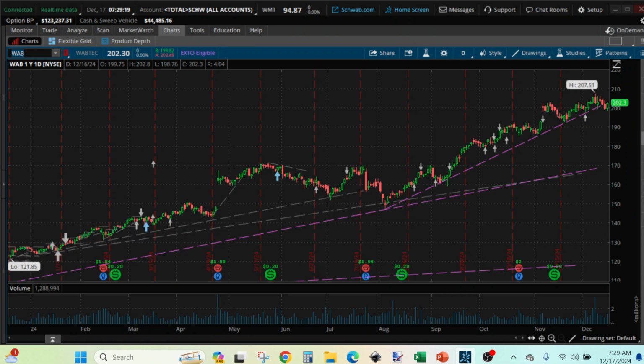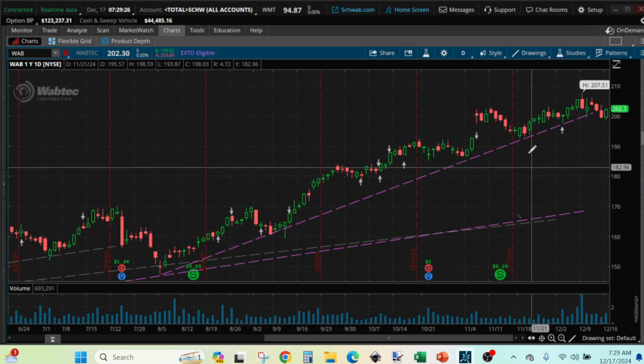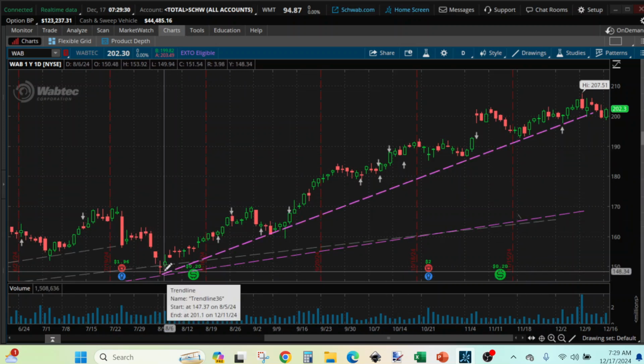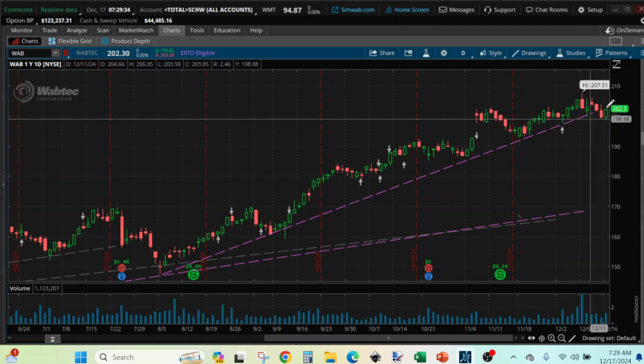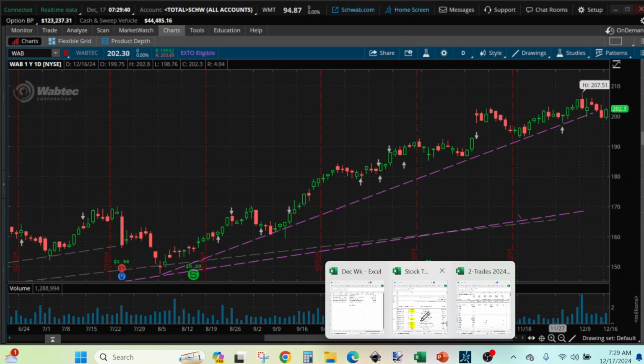WAB, we bought it there and it's still there. So it touched, oh yeah, I mean, I don't even know, this is the August line, so it's touching that line quite a bit. We bought it and it's still there, but it could easily come down here though. Don't know if that line is ending or not.